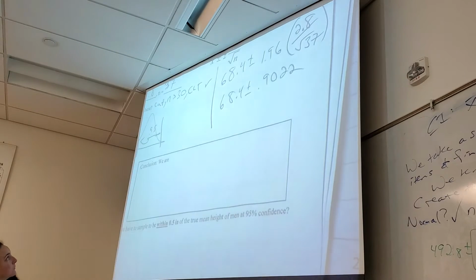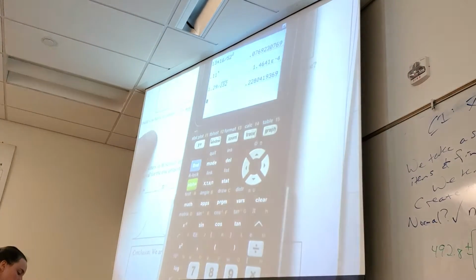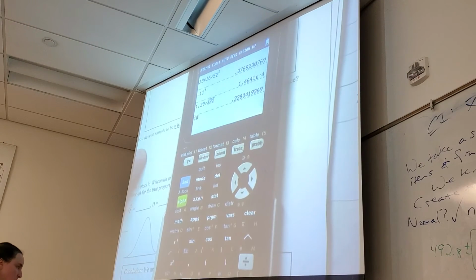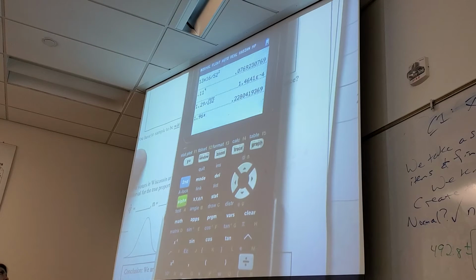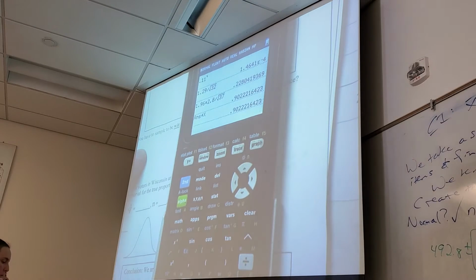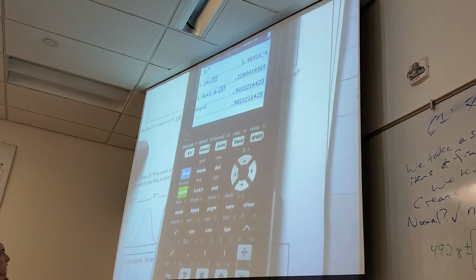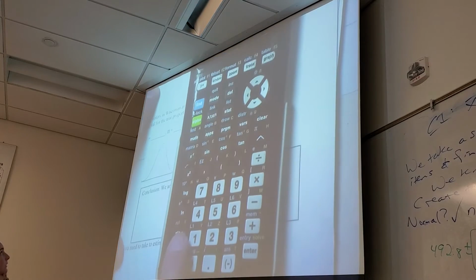Just put it all out there, like 0.90, whatever. And get to appreciate your calculator. Let me show you what I mean by that. So watch how I do this. Look what I can do. 1.96 times 2.8 divided by square root of 37. Stow that in X. I think I showed you that before, right? The stow button kicks so much ass.